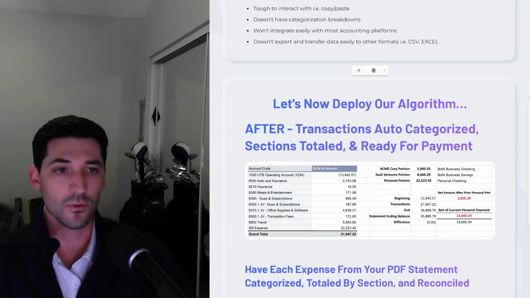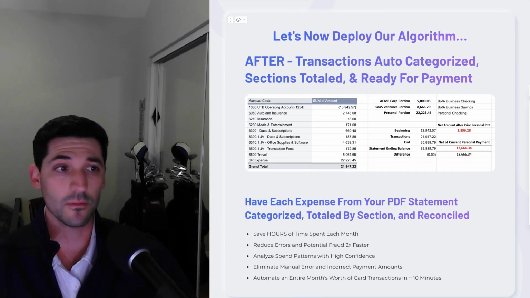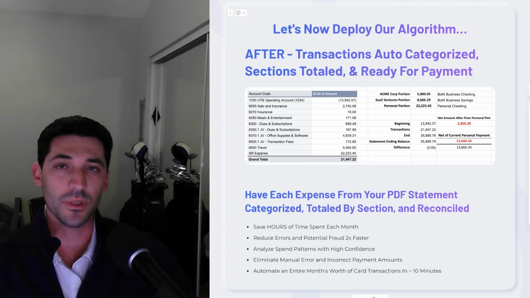This is where it gets helpful. When we deploy the algorithm that I built, I'm going to give you the template for it. All of the transactions will be auto-categorized based on every single transaction for that credit card. The sections of those categories are going to get totaled, and it's also going to show you how much from which account is needed to pay to satisfy the statement on a monthly basis. It does it all for you.